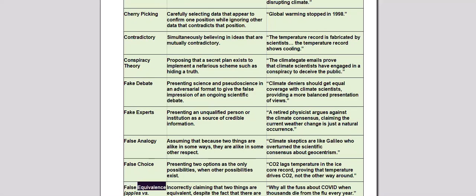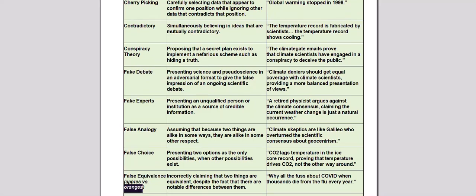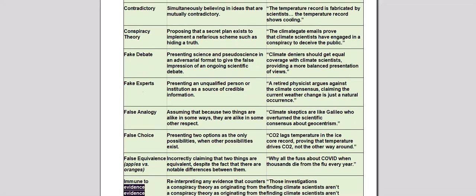False equivalence, apples versus oranges: incorrectly claiming that two things are equivalent, despite the fact that there are notable differences between them. Why all the fuss about COVID when thousands die from the flu every year? Immune to evidence: reinterpreting any evidence that counters a conspiracy theory as originating from the conspiracy. Those investigations finding climate scientists aren't conspiring were part of the conspiracy.